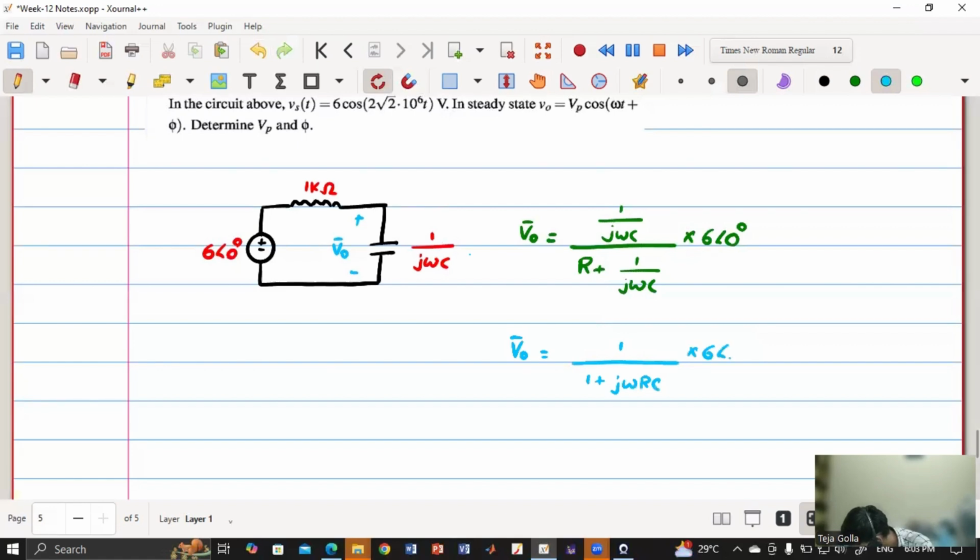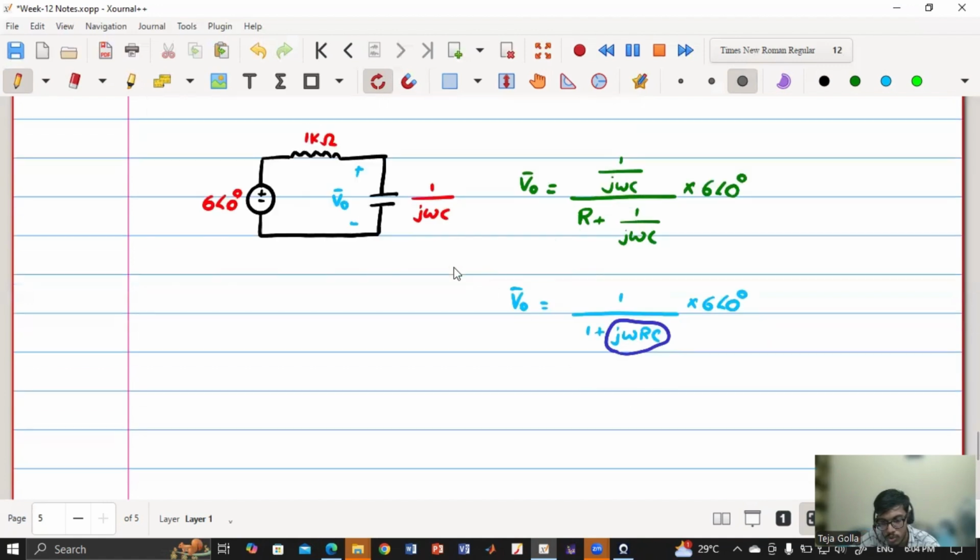into 6 angle 0 degrees. Can you calculate the value of j omega RC, or omega RC? Omega is how much? 2 root 2 into 10 to the power 6. R is 1 kilo ohm. C is 1 nanofarad. I have calculated, but I want to see whether we are getting the same values. This is just 2 root 2. So it will be how much? 1.414 into 2, 2.828. Very good.